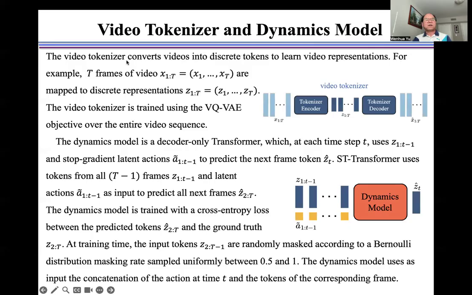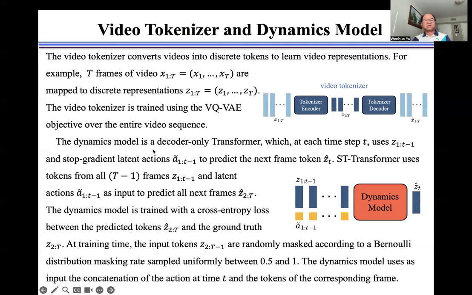The video tokenizer converts the videos into discrete tokens to learn video representations. For example, T frames of video x1 to xT are mapped to discrete representations z1 to zT as shown here. The video tokenizer is trained using the VQ variational autoencoder objective over the entire video sequence.